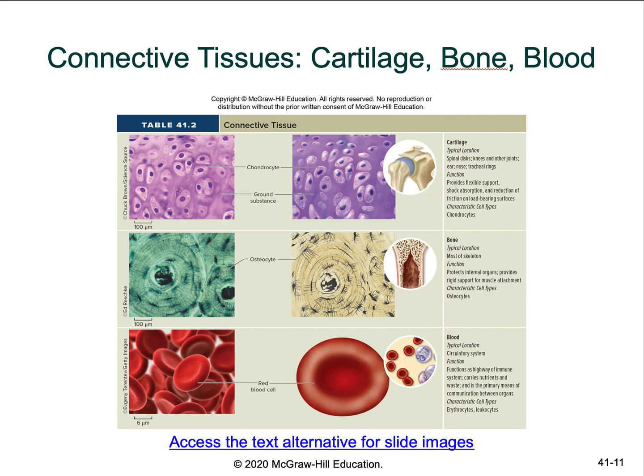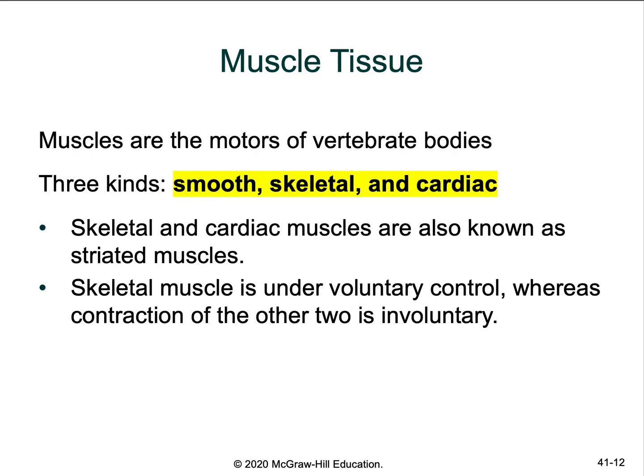For muscle tissues, we have three kinds: the smooth, skeletal, and the cardiac. So let's go ahead and take a look at some pictures. They have the shapes and all of that. I don't really need you to worry about that. I just need you to worry that there are different types of muscle tissue, and where they're located and their purpose.